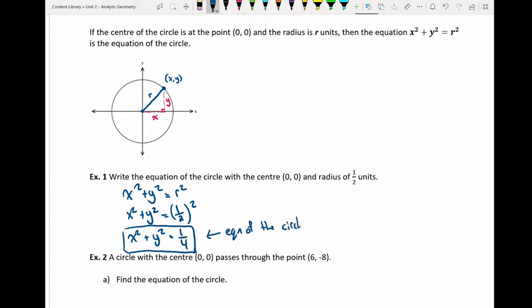The key thing is, if we know what the radius is, we have to plug it in, solve for what that is squared, and then that becomes our equation of the circle.